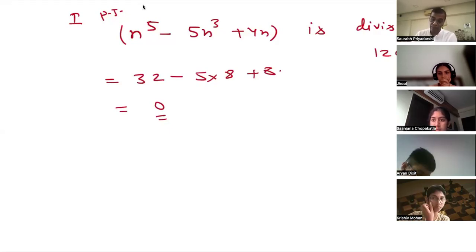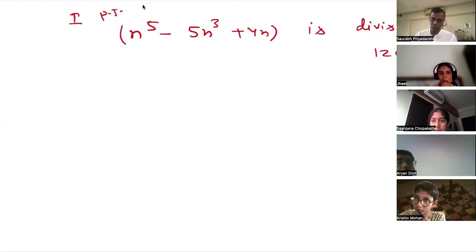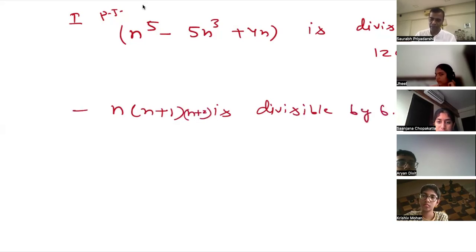For a subjective examination, obviously we can go with induction. What is this induction? The induction process is: if something is true for n, then we have to prove it is also true for n plus 1. Let me show you a simple question: n into n plus 1 into n plus 2 is divisible by 6. That I have to prove.